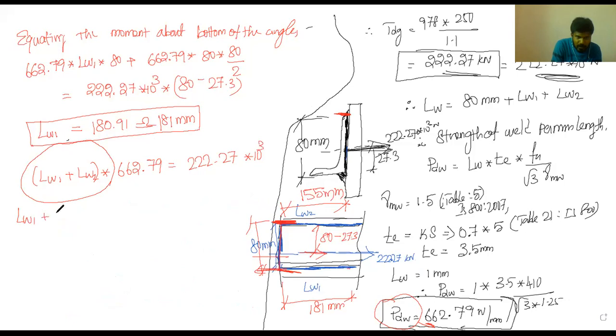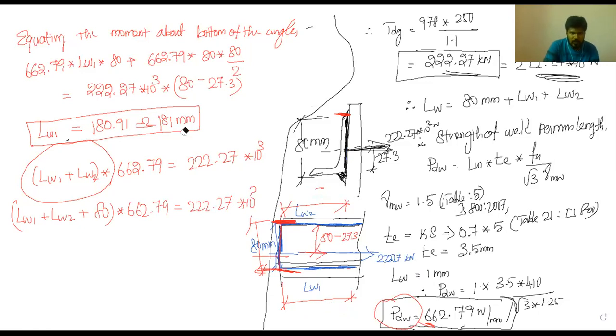So LW1 plus LW2 plus 80 mm, that is the total length of weld, into 662.79, is equal to 222.27 into 10 cube. So the LW1 value is 181, plus LW2, which we have to calculate, plus 80, into 662.79 is equal to 222.27 into 10 cube. Now substitute all these values so that we can get the value of LW2.